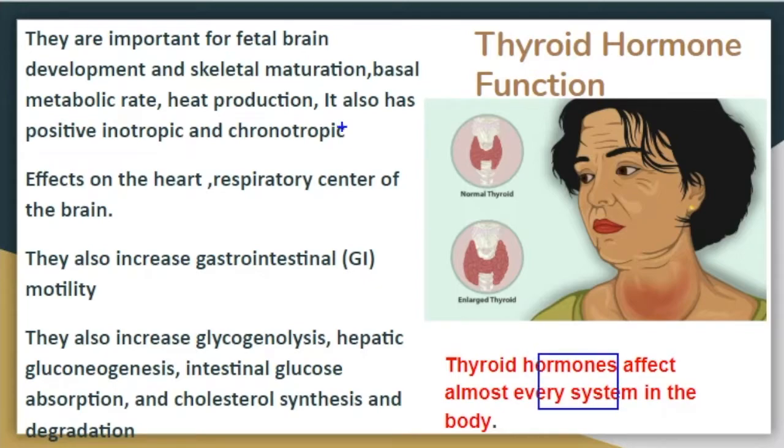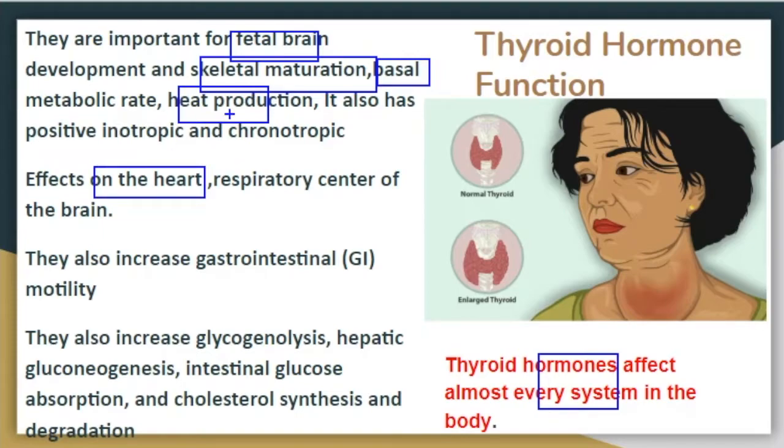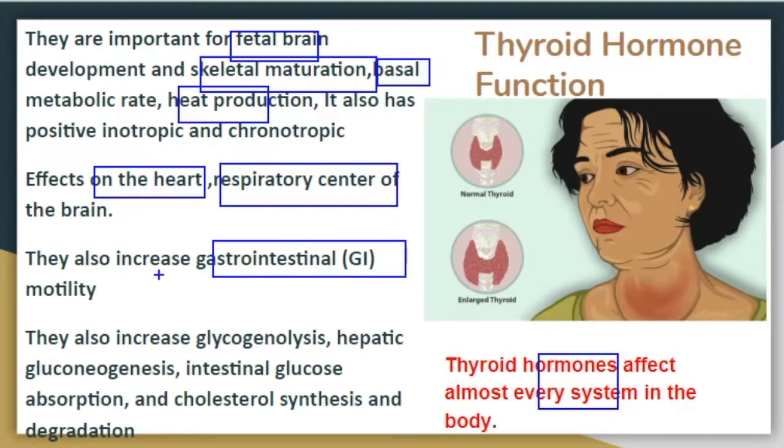system of the body. It has effect on fetal brain development, skeletal maturation, the regulation of the basal metabolic rate, heat production, and also has positive inotropic and chronotropic effects on the heart. So that means it increases the contractility of the heart as well as the heart rate. It also has effects of hypoxic stimulation on the respiratory center and also increases the gastrointestinal motility.